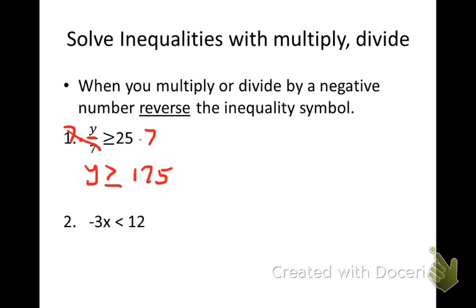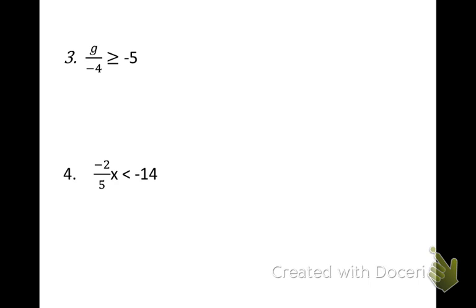This problem, we want to get the variable by itself, so we're going to have to be dividing by negative 3. So these cancel, giving us x. We're dividing by a negative, so this time we must reverse our inequality. 12 divided by 3 is 4, and the signs are different, so it would be negative 4. So remember, if you multiply or divide by a negative number, reverse your inequality.